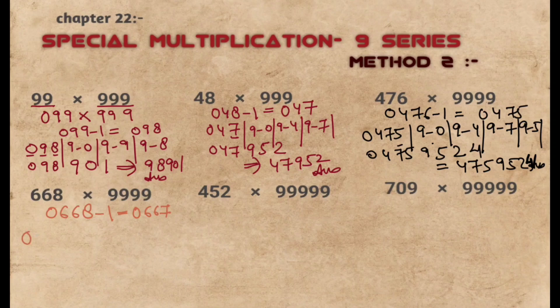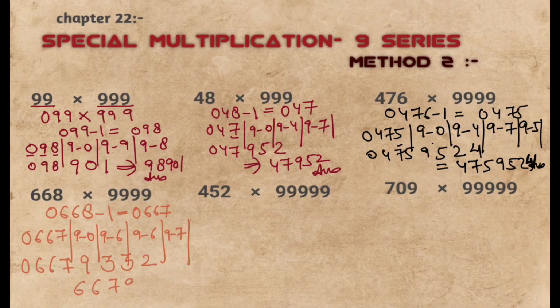Now write 0667. Now make a partition 9 minus 0, then 9 minus 6, then 9 minus 6 again, and then 9 minus 7. So here we get 0667. 9 minus 0 gives you 9. 9 minus 6 gives you 3. 9 minus 6 again gives you 3. And 9 minus 7 gives you 2. So the answer is 6679332.